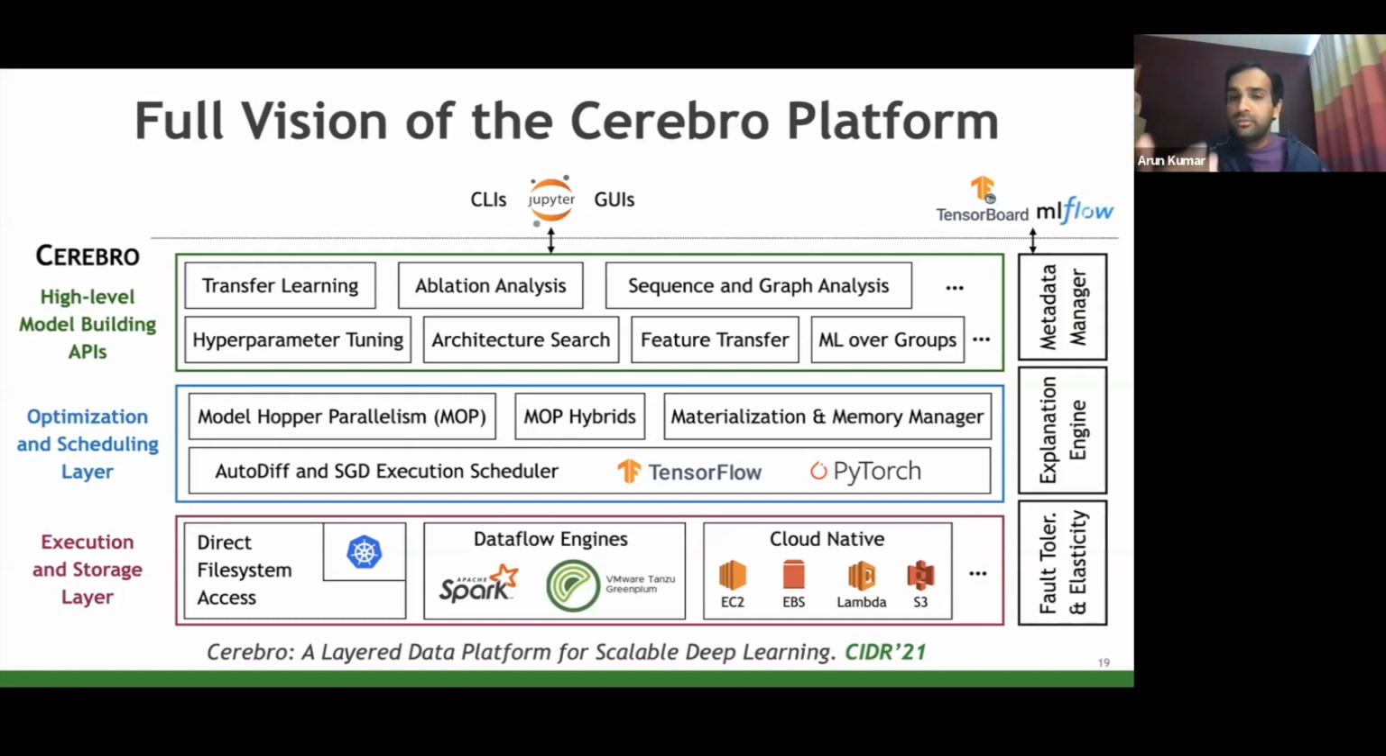You need to have visualization capabilities. All of that is orthogonal to what we're doing in Cerebro. So we just integrated with regular tools like MLflow and TensorBoard. You could build a graphical user interface as well. You can visualize this sort of process there. And all of this will happen in a fault-tolerant and elastic manner, especially on the cloud.